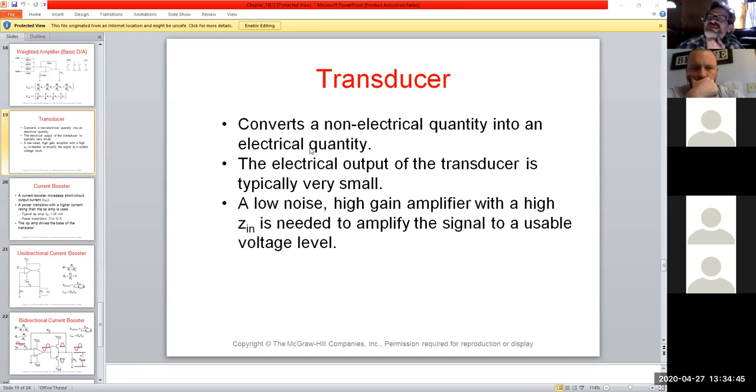But yeah, you'll run into various instrumentation uses, different transducers, pressure measurements, all kinds of different things for that.